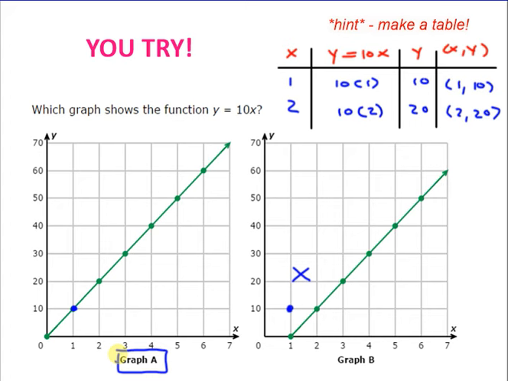All right, go ahead and hit pause if you're not done. So you'll see up here, I made a really quick table, and in fact, I only put 2 points on it. And sometimes you only even need 1 point, but a good rule of thumb is to do 2 or 3 points. The first point I did is I do 1, 2, 3. And in this case, I only did 1 and 2. And so I was looking for the point 1, 10. And so the point 1, 10 landed right on the line on graph A. And the point 1, 10 landed right here on graph B. And so that did not work. So graph A was the answer.